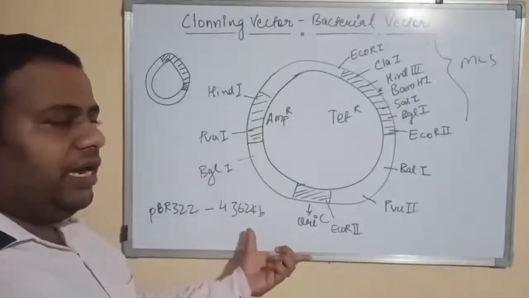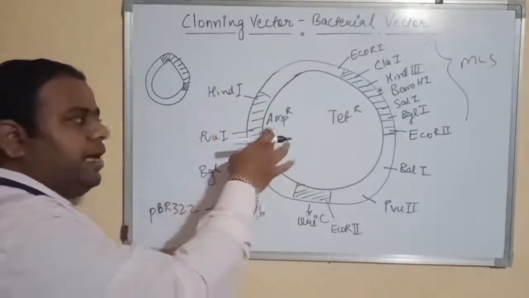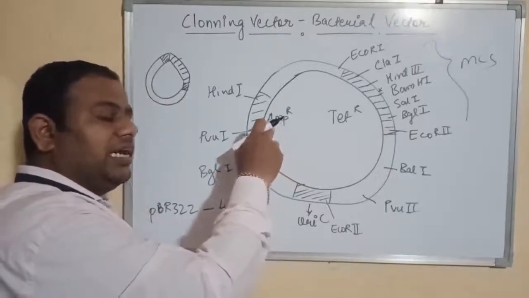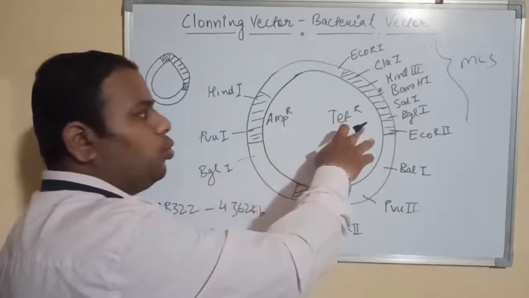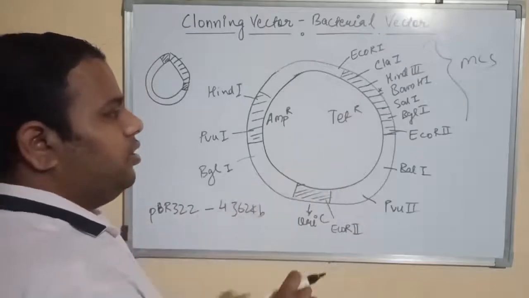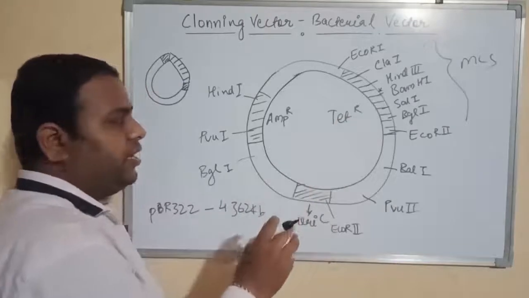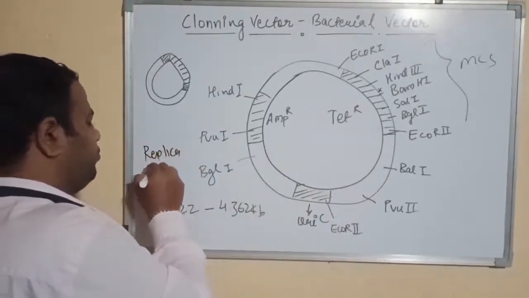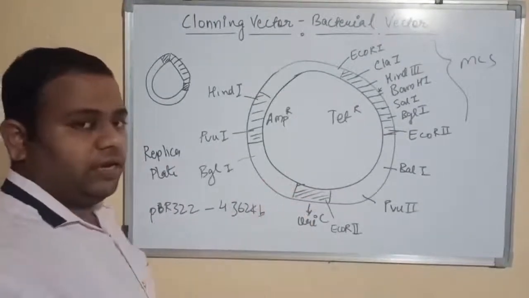So the bacteria in which our plasmid is added along with the fragment of interest will be able to grow on the ampicillin containing plate. Why? Because there is an ampicillin resistance gene here, but it will not be able to grow on the tetracycline plate. So what will happen? The bacteria which are not able to grow on the tetracycline plate can be isolated using replica plating. Means this is a way of isolating the transformant or the recombinant here.